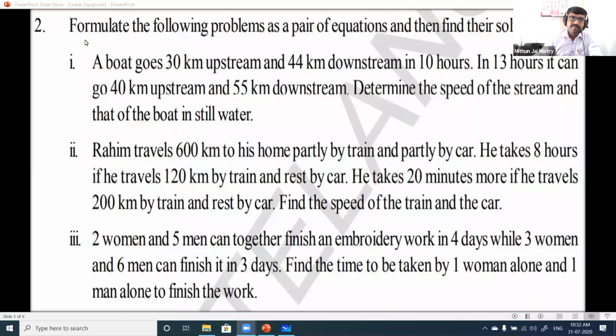Here you can see the question is given as: formulate the following problems as a pair of equations, but it's not given as a pair of linear equations. So again we will be getting some pair of equations which we need to convert as linear, and then further we need to find their solution, right? So we can convert, or directly we will see how to find the solution.